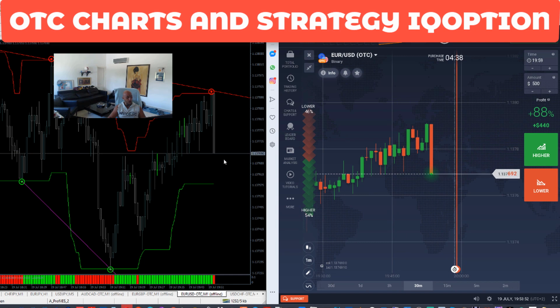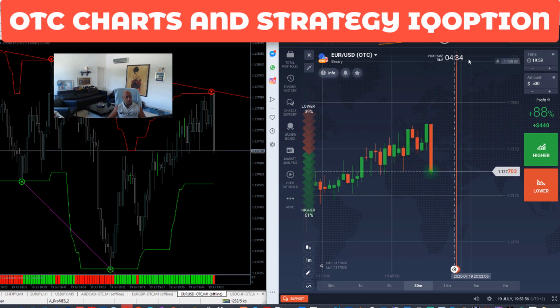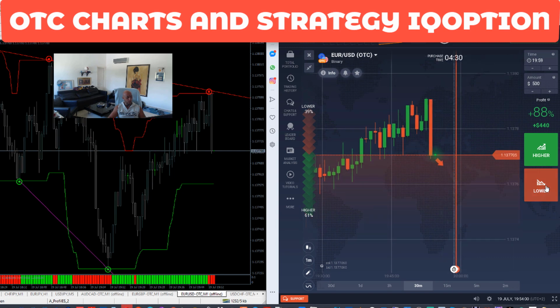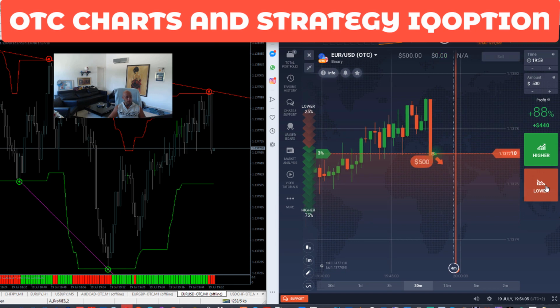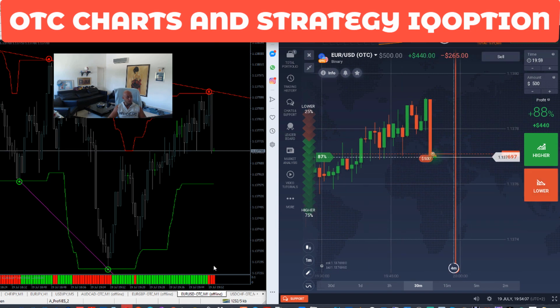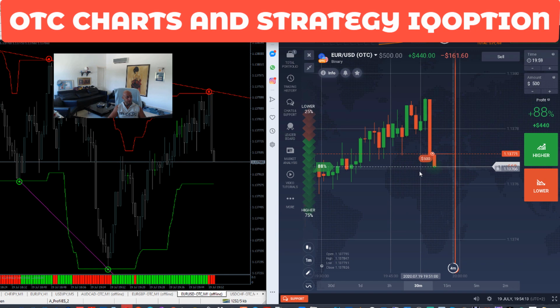We will wait for our confirmation bar. So we have maybe 3 seconds. Yeah. We now have the confirmation bar. We see the red confirmation bar, and our trade is now running.